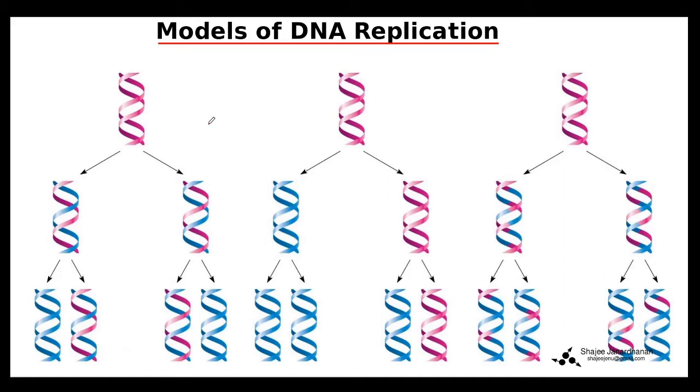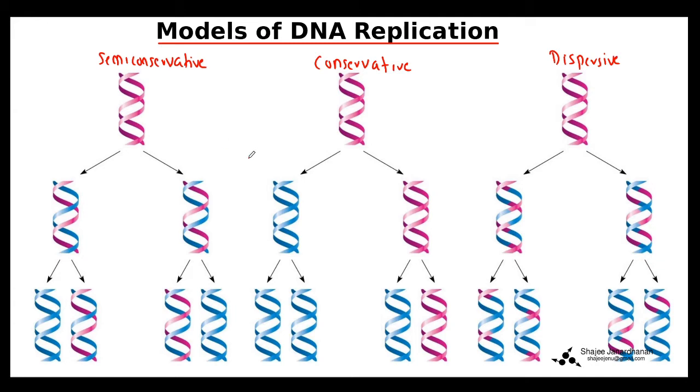First, we will see what the different models for DNA replication that were proposed were. The first model is called the conservative mode of replication. The other is the semi-conservative mode of replication. And the third one is the dispersive model for replication. We will see first the conservative mode of replication.